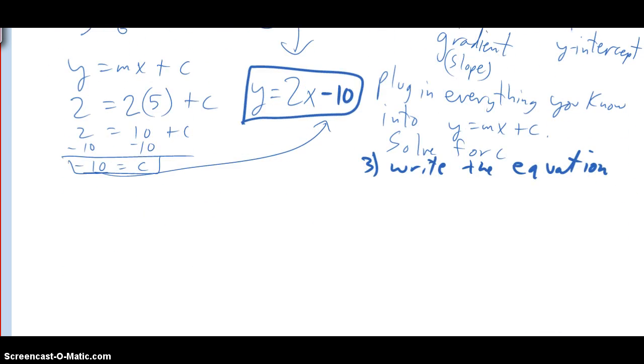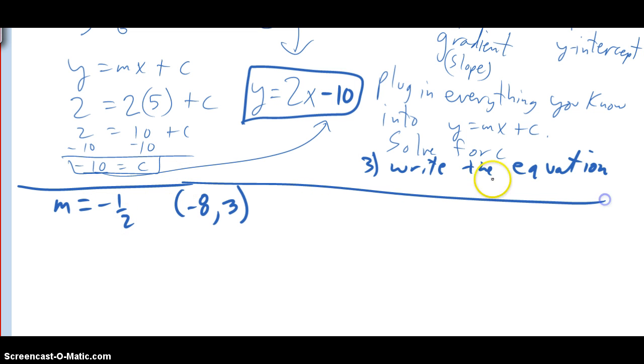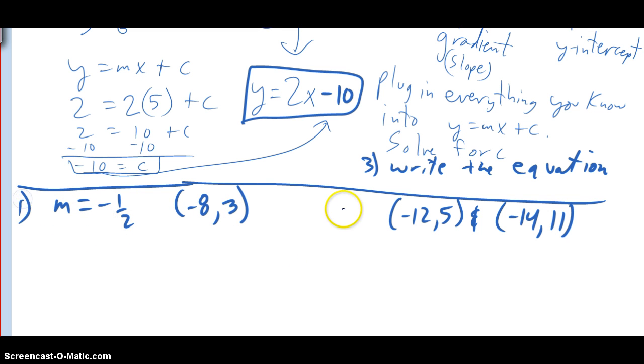Alrighty? So go ahead and you try one. In fact, why don't you try 2? Try one where I give you the gradient and I give you the point. In this case, you don't have to find the gradient first. I already give it to you. Also another one where I just give you the 2 points. So in number 1 you're finding the equation with this gradient going through this point. Second problem, you're finding the linear equation that goes through these 2 points, okay?